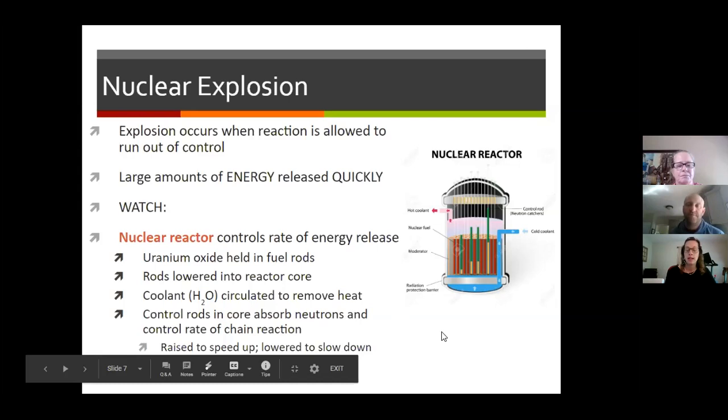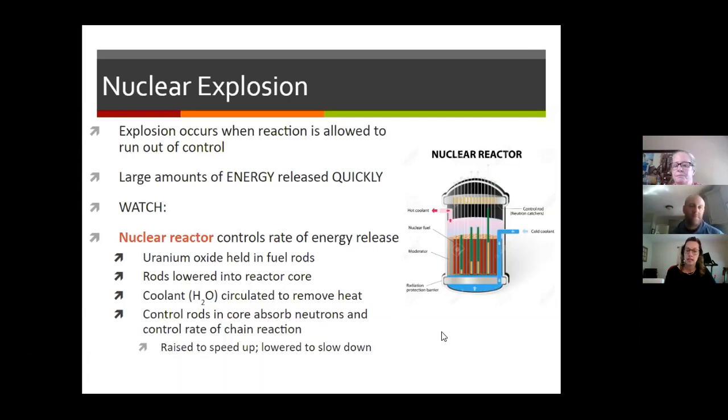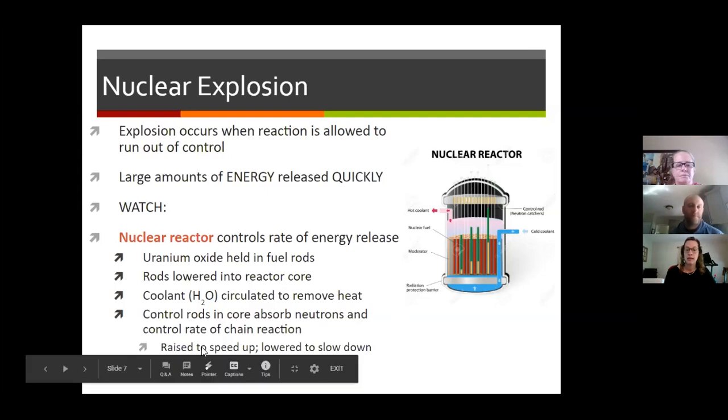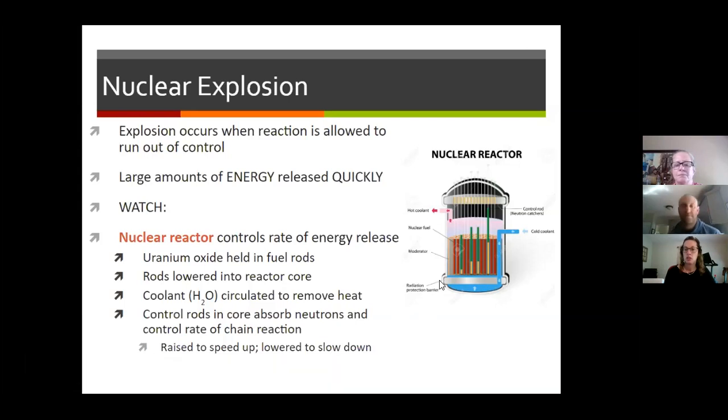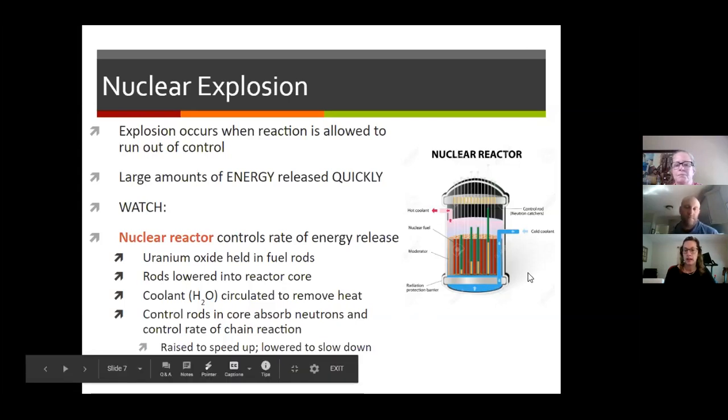The control rods are going to absorb those extra neutrons, and they're going to control the rate of the chain reaction. So you can move that up and down. You can raise it to speed it up and lower it to slow it down. And here's just a zoomed in look of just that nuclear reactor here.